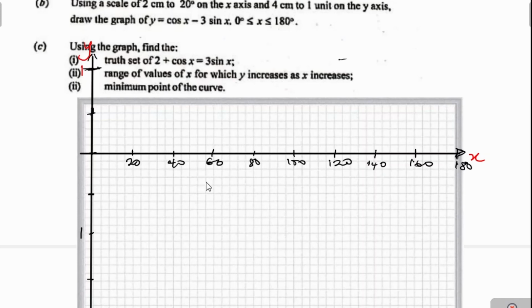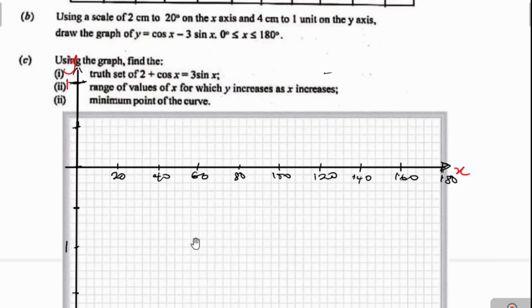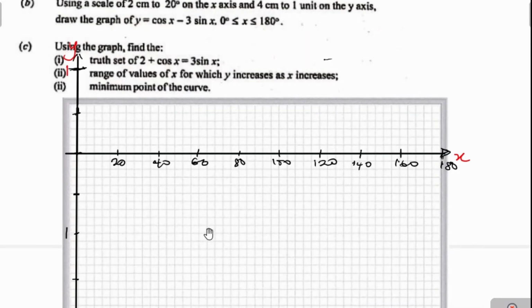So you mark the bigger boxes just like we did in question 6 together. If I use 5 for 2 centimeters, I have to use 10 for 4 centimeters on the y-axis. So that's what I have: 20, 20, 20, 20 difference on the x-axis, and 1, 1, 1 difference on the y-axis. Let's go ahead and plot our points to draw our graph. For 0 we have 1, so let me plot 0 and 1 here. That's my 0 and 1. Then I have 20 and negative 0.1.